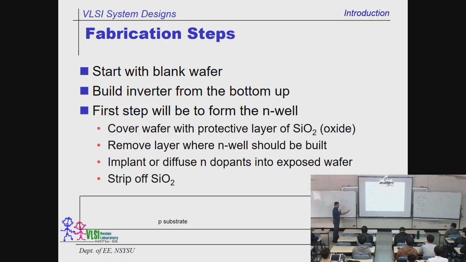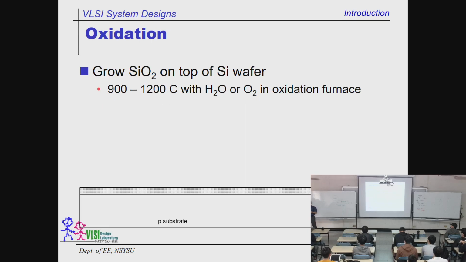This is an example of fabricating an inverter, from the bottom. The first step is to cover the wafer with a protective layer of silicon oxide, and remove the layer where the N-well should be built, because we need an N-well there. Then implant and diffuse N-dopants, the material with excess electrons, into the exposed wafer at the stripped area of the silicon oxide. I'll show you the pictures very quickly, then you'll understand what happened. See, this is step number 1.